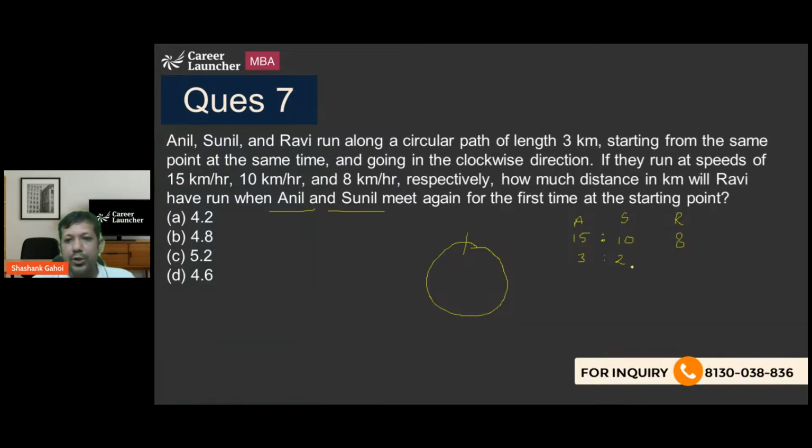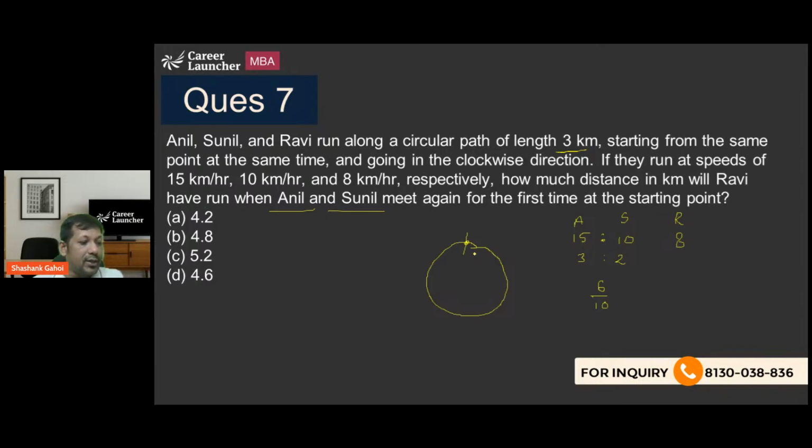So 2 rounds means how many kilometers Sunil is going to run? That is 6 kilometers. In 6 kilometers, how much time Sunil is going to take? 6 upon 10, that is 0.6 hours. Now, after 0.6 hours, Sunil and Anil are going to meet at the starting point.